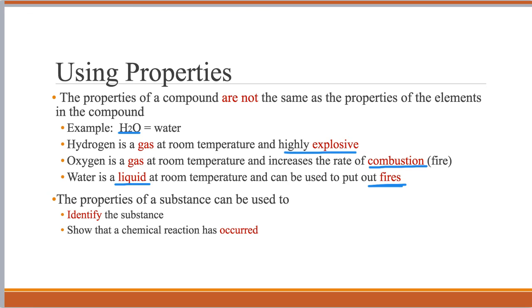So the chemical property of encouraging a fire of oxygen, or the fact that hydrogen burns very easily, is reversed because you can use water to smother a fire. So something that is a compound is going to have different properties than the elements that it's made out of. And then we use those properties to identify the substance. What is it that we have? What properties are there? Can we use that to figure out what this substance is? And we use properties to show that a chemical reaction has actually occurred. You'll be experiencing this in the lab and, of course, throughout the course as we do a number of chemical reactions, as we work on understanding how matter is used and changed in chemistry.